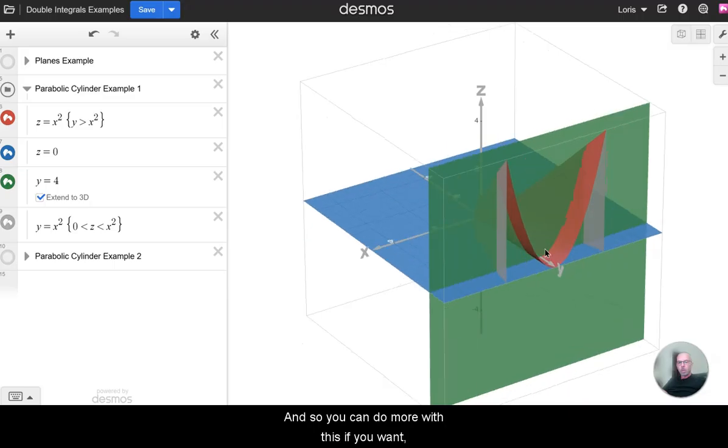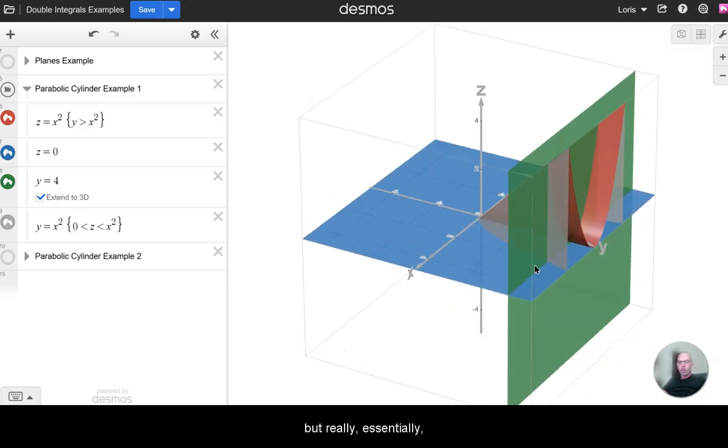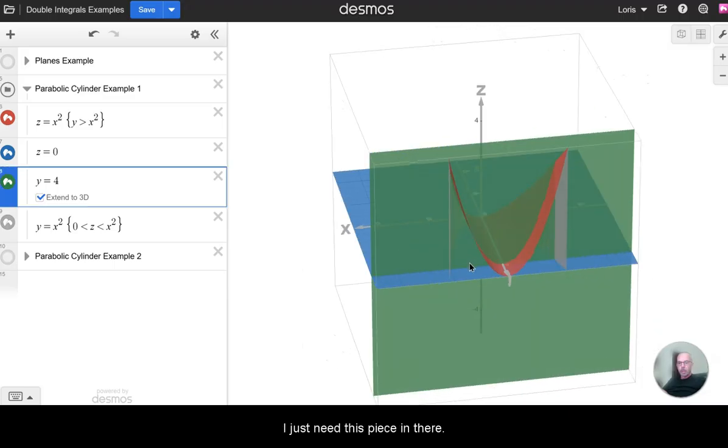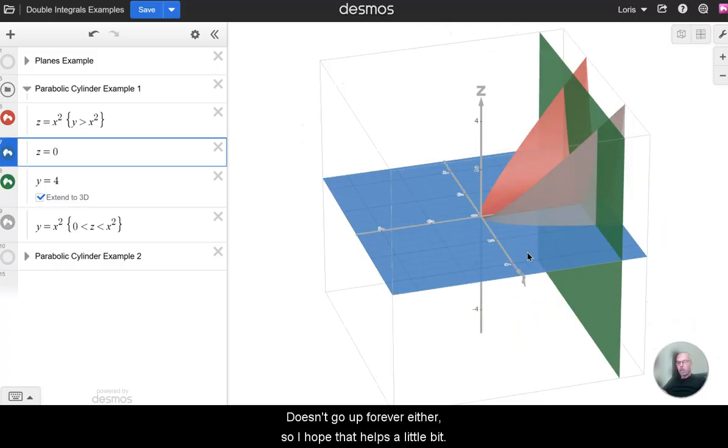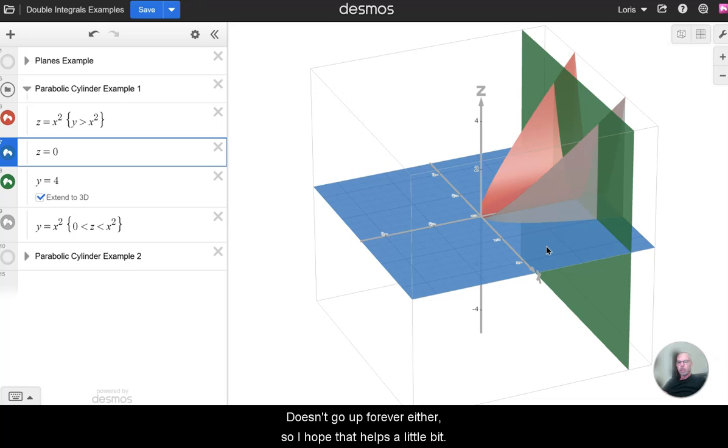And so you can do more with this if you want, but really essentially I just need this piece in there. It doesn't go up forever either. So I hope that helps a little bit. I'll put this in, of course, in the description of the video, and you can play around with it yourself.